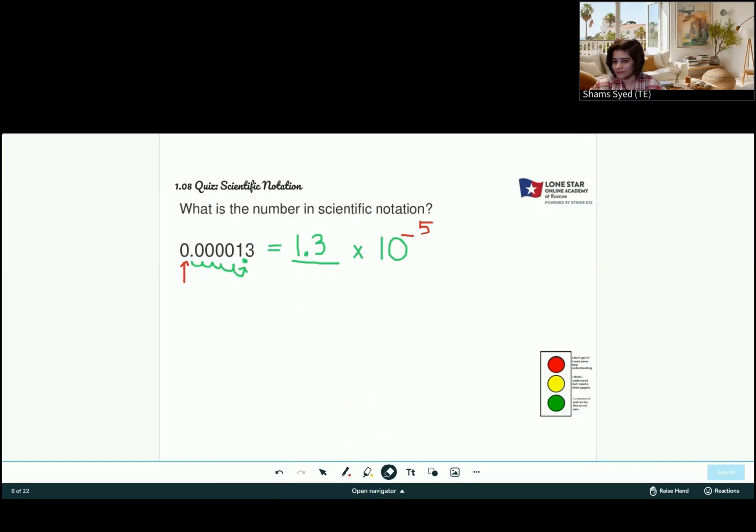This is the answer you type in the box. This is what you type in the box. This is what goes in the box.